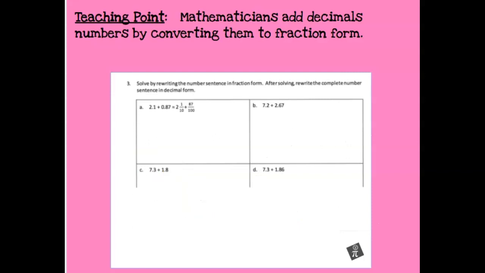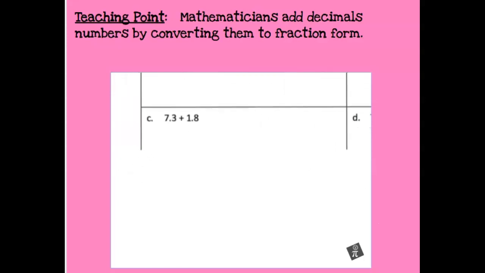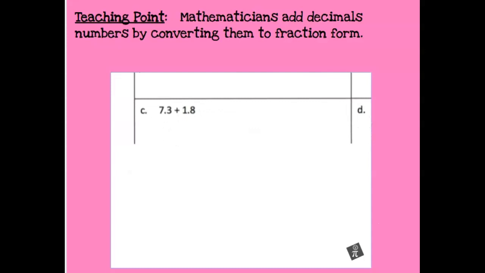Got more of the same, but now the problems are getting slightly more difficult, and we have to remember that after we solve it as a fraction, we're going to rewrite it as a decimal. So let's take a look at C, and then possibly we'll also look at D, because those problems are very similar intentionally. So here, this time they've given us the decimal, and we need to first think about that as fractions. So 7 3/10 plus 1 8/10.